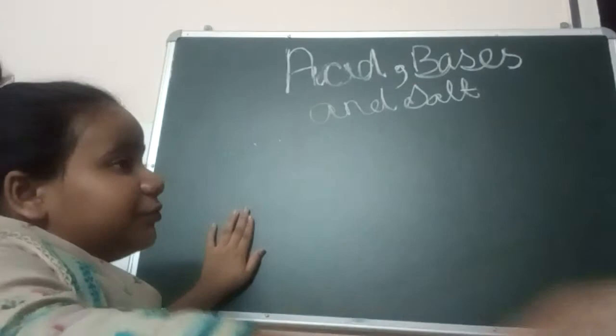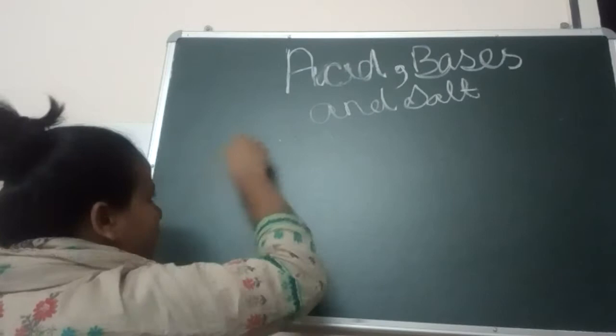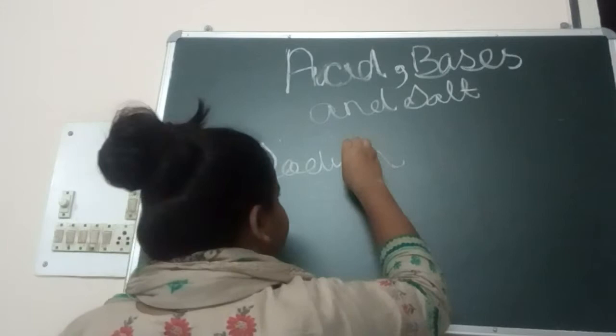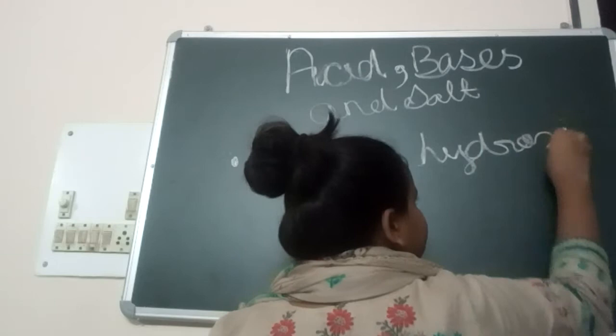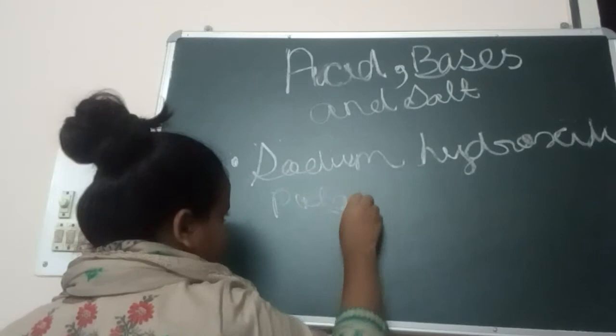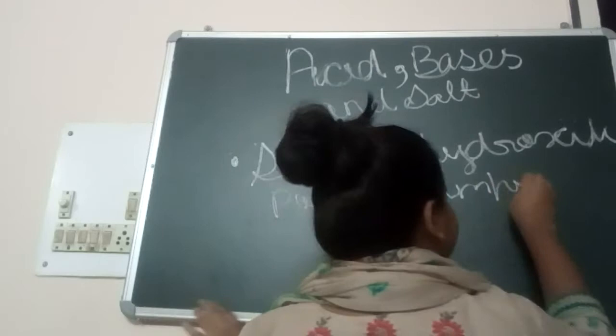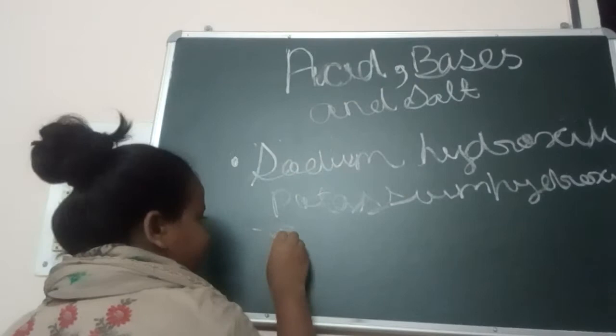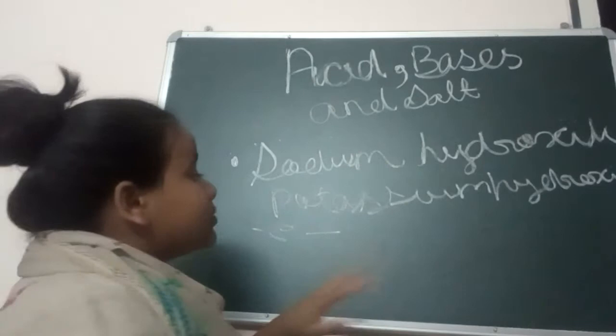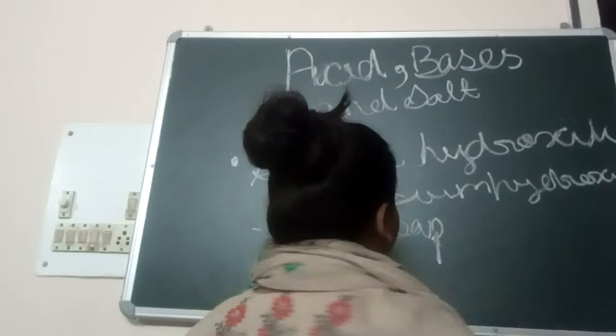Some of the examples of strong bases are sodium hydroxide and potassium hydroxide. The sodium hydroxide and potassium hydroxide are found in soaps that we usually use for bathing.